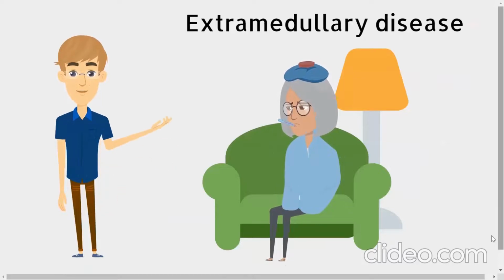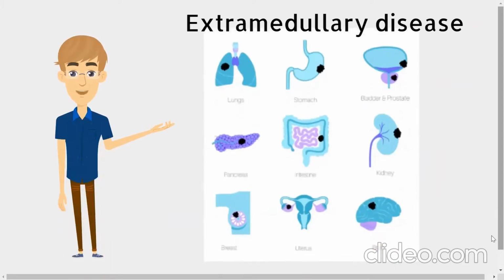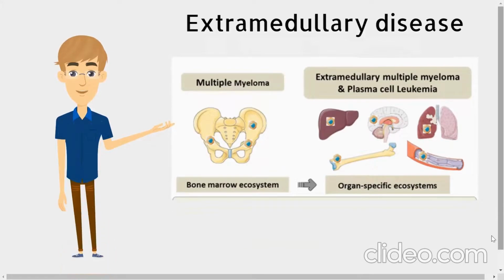Jane developed extramedullary disease, also known as EMD. This disease usually occurs when myeloma cells form tumors outside of the bone marrow, and spread into the soft tissues or organs of the body. While myeloma resides mainly within the bone marrow, EMD can be present at the time of initial diagnosis or occur when the disease relapses after treatment-induced remission.